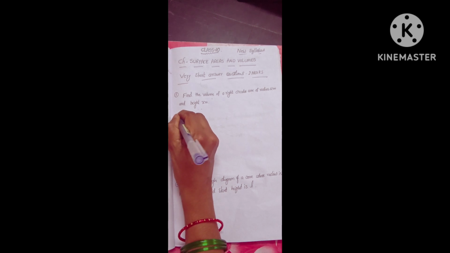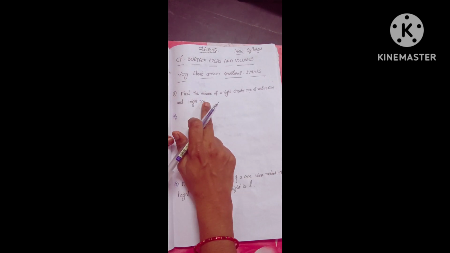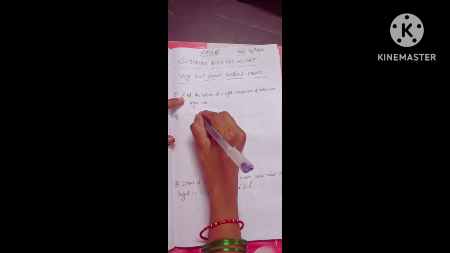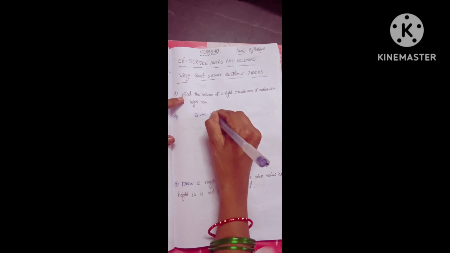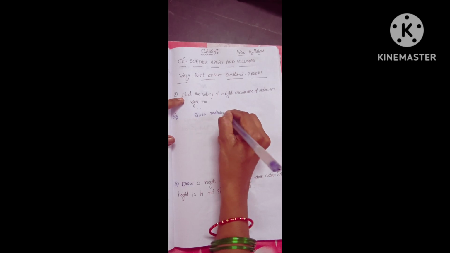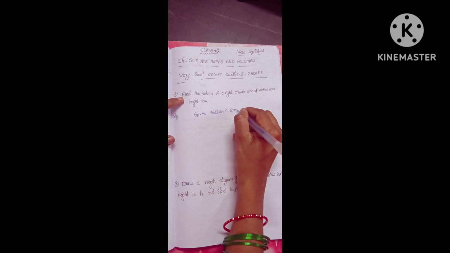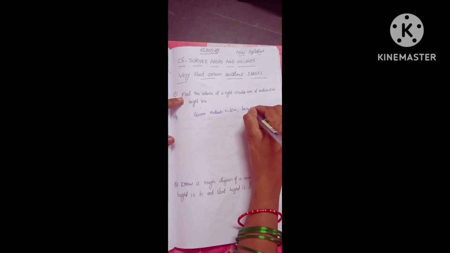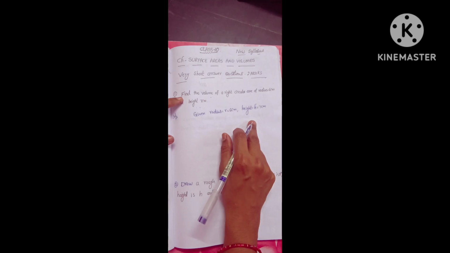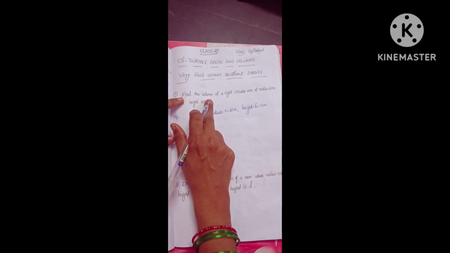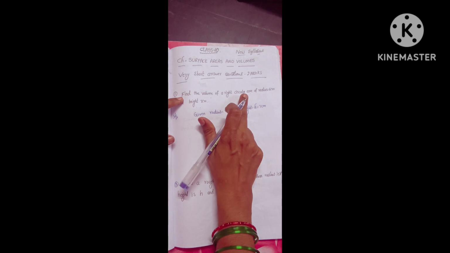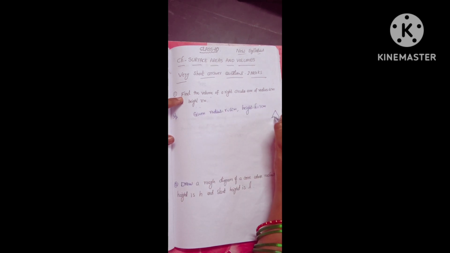Let's see what they gave in the question. You can write answers in the solution first of all. Radius, small r equal to 6 centimeters, and height, small h is equal to 7 centimeters. These are the measurements given in the question. What do you have to find out? Volume. Volume of which one? A cone, a right circular cone.